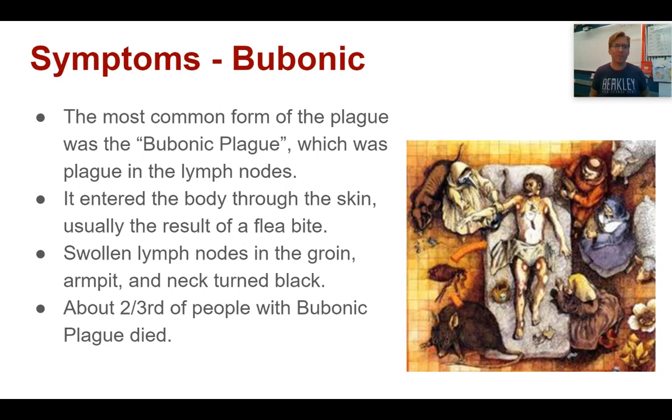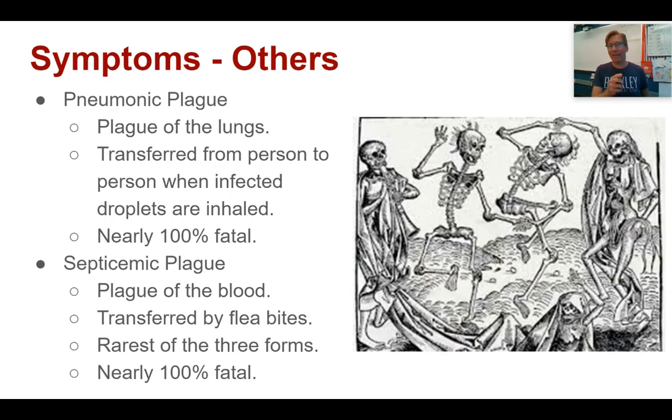So what are the symptoms? The most common form of plague is bubonic plague, which was plague of the lymph nodes. It enters the body through the skin, usually as a result of this flea bite. And then you get swollen lymph nodes, particularly in the groin, in the armpits, and the neck. And then those swollen lymph nodes will turn black as they start to die. About 2/3 of people who got bubonic plague did die of this form of the disease. But this was the one that you wanted if you had to have plague.